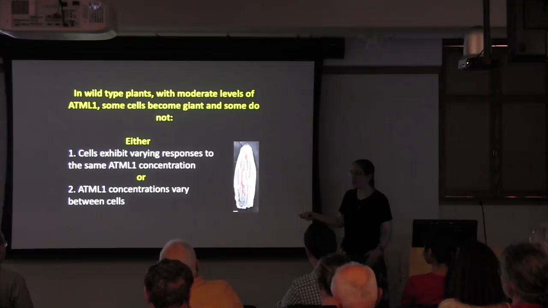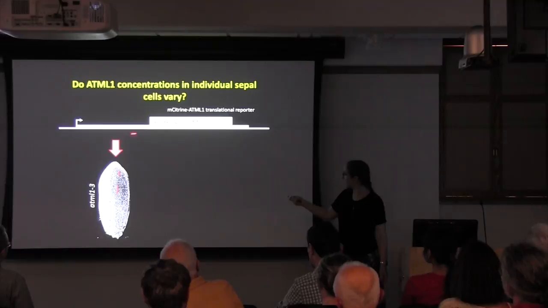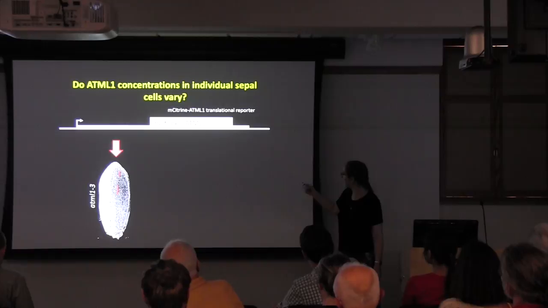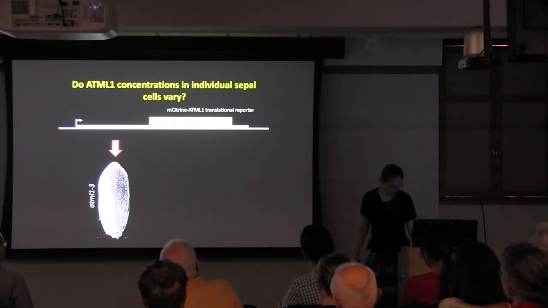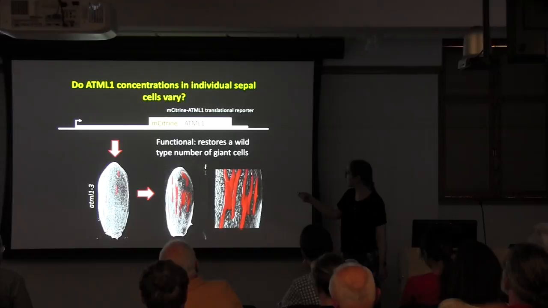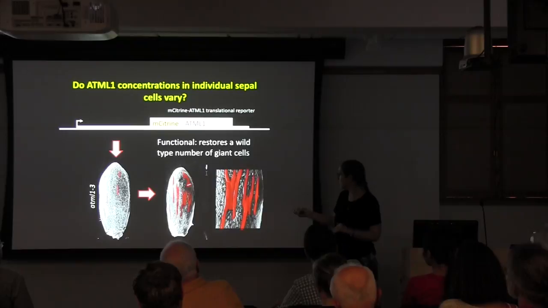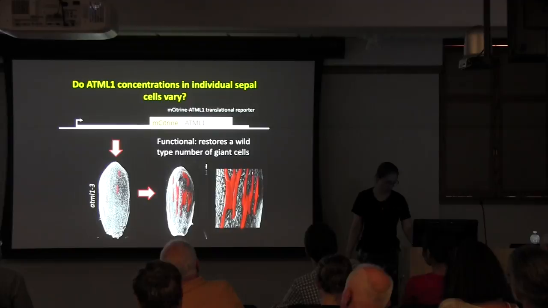Now, to test these two possibilities, Heather generated an ATML1 fluorescent fusion protein reporter. She's got the whole upstream promoter region, she's got the mCitrine fluorescent protein fused to ATML1, and the downstream 3' UTR region. And she transformed this into ATML1 mutant plants and selected lines where it rescues the wild-type number of giant cells. This is really important because it tells us that this transgene is functional. So the ATML1 here is the only ATML1. It's making the giant cells. And it also tells us that this ATML1 is expressed at the right level. So what we see is going to accurately reflect producing the wild-type number of giant cells. OK, so what do we see in this line?